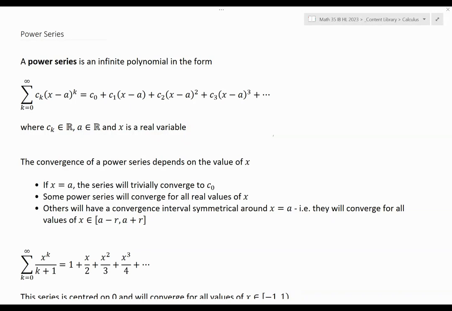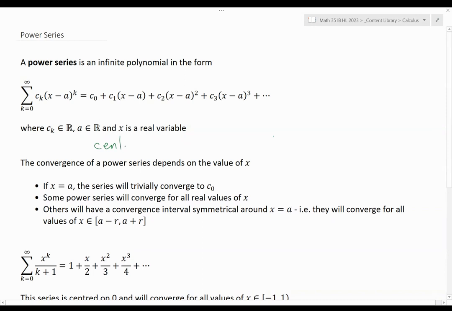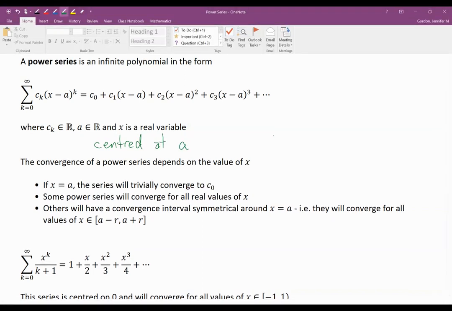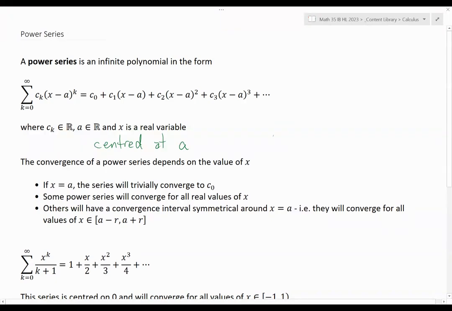These c values are real numbers, the value of a is a real number, and x represents a real variable. We would say that this particular power series is centered at a. We can choose to have a polynomial centered at 0, in which case we're going to have just powers of x instead of powers of a binomial.